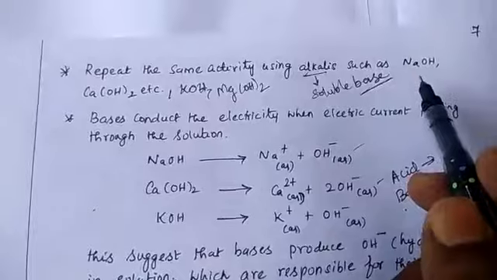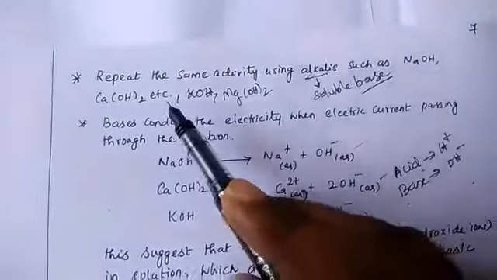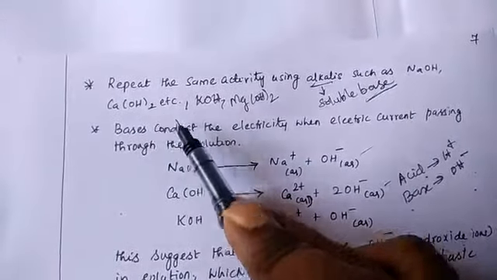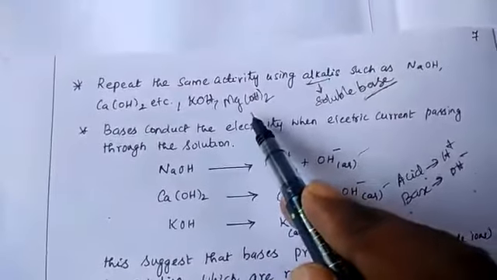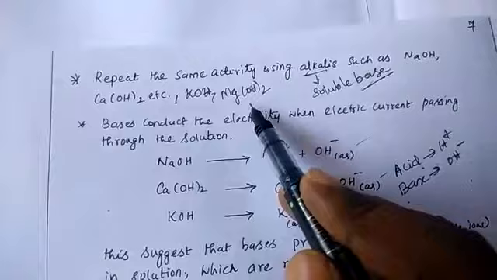You know, sodium hydroxide's another name is caustic soda. Calcium hydroxide's another name is slaked lime. KOH's another name is caustic potash. Magnesium hydroxide, Mg(OH)2, another name is milk of magnesia.